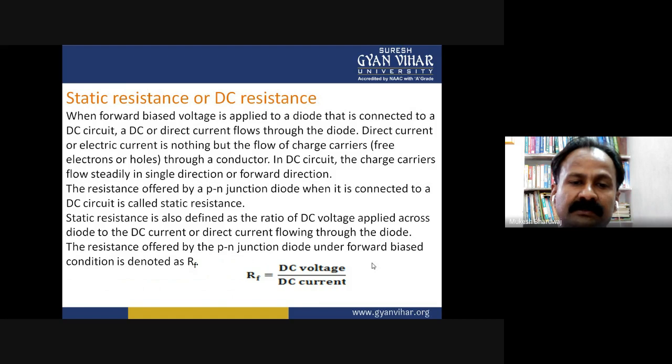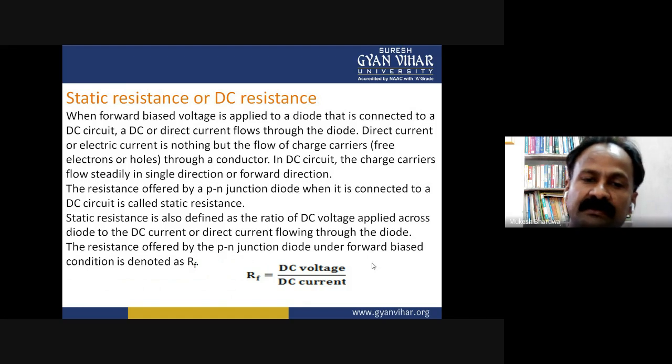Static resistance is also defined as the ratio of DC voltage applied across a diode to the direct current flowing through the diode. The resistance offered by the PN junction diode under forward bias condition is denoted as RF. So RF is given as DC voltage upon DC current.